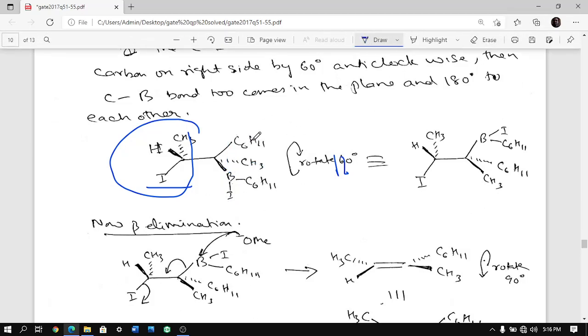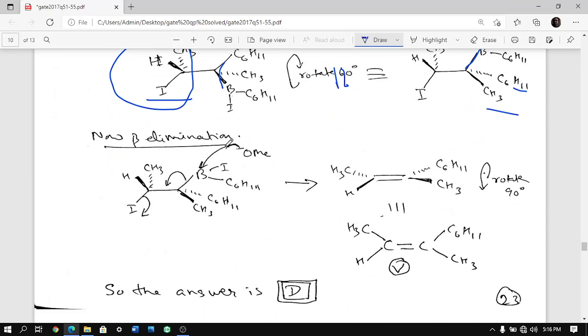Think about it, it's very simple. Don't move ahead without understanding. You are rotating 120 degrees, so it goes in the plane, and this C6H11 goes away from the viewer and CH3 goes towards the viewer. Okay, then OMe minus attacks this boron, this comes here, this goes out, and you are getting this product. So you just rotate 90 degrees, I am putting it front, so you are getting this product.